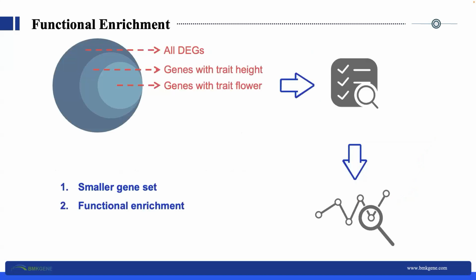The first way is to get the common gene set for the target trait as DEGs. After we get the gene set, we use the functional enrichment result for checking. Maybe we already have a large gene set for all DEGs, a smaller one for genes related with trait height and another gene set with trait flower. So we can get a smaller gene set by intersecting all these three gene sets and use functional enrichment to check whether the pathway is related to trait stress. Then we can select genes for expression design.